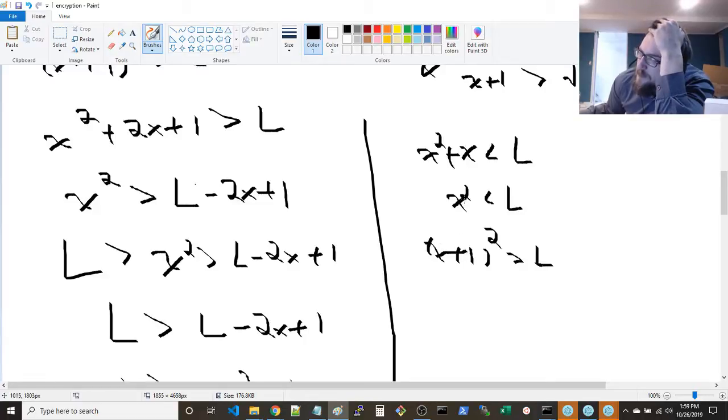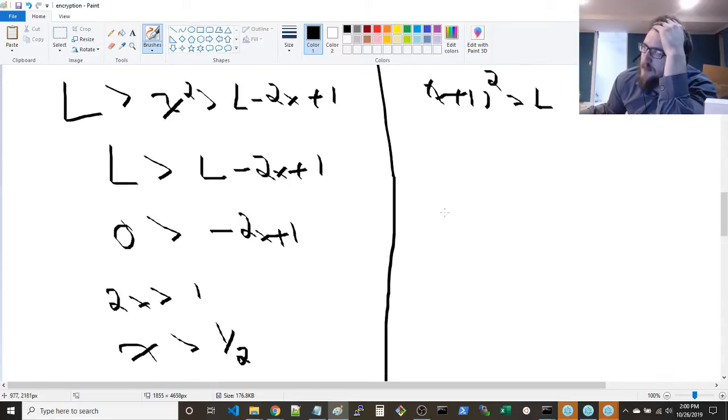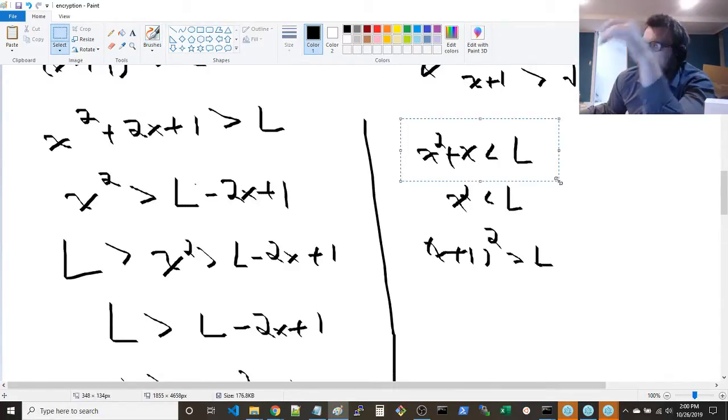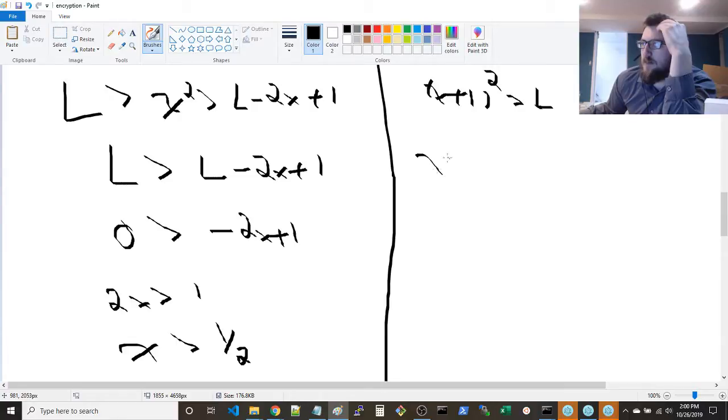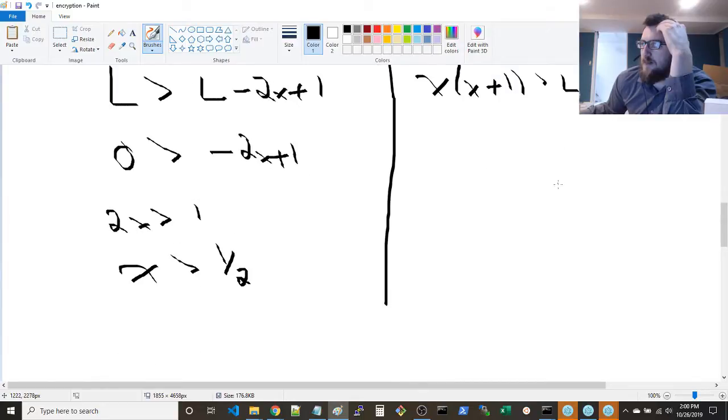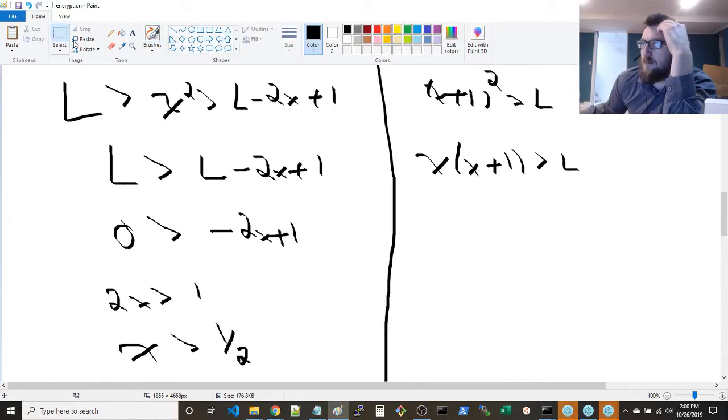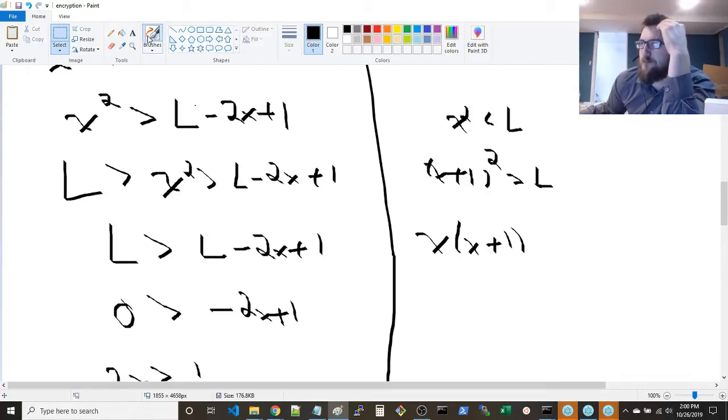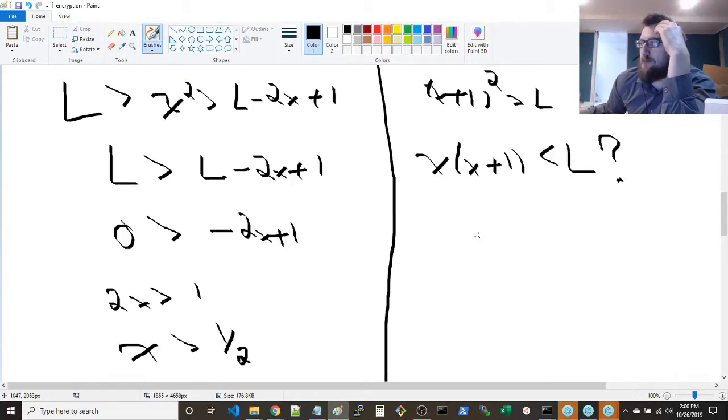Well, it's not clear to me that knowing that x squared is less than L and then x plus 1 quantity squared is greater than L would imply that x times x plus 1 is either greater than or less than L. Like, how do I know? Are there cases where it's less than L? Is that even possible? Like, if you had like 99 and take the square root of 99, right?